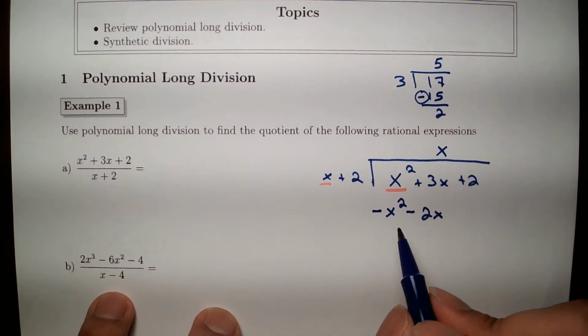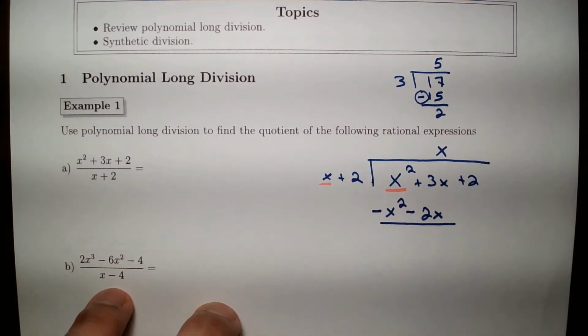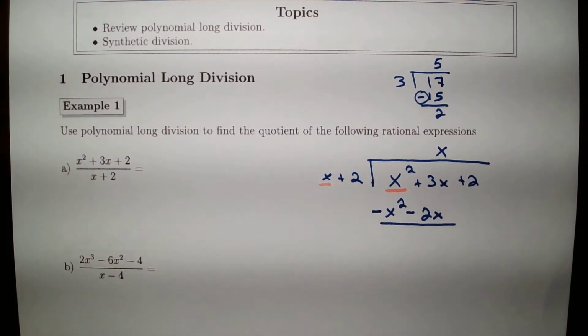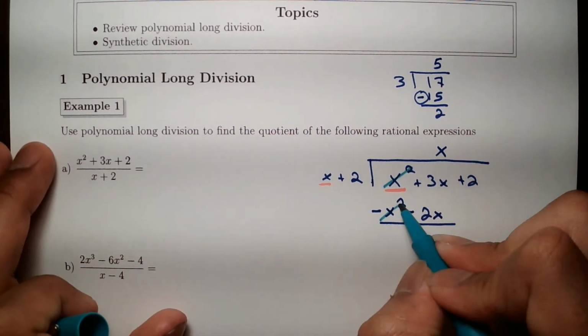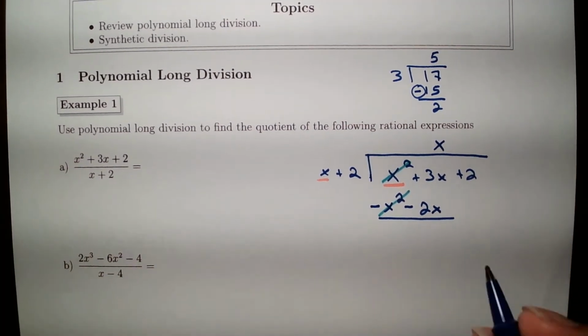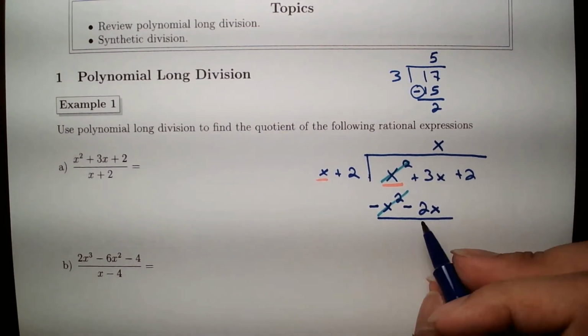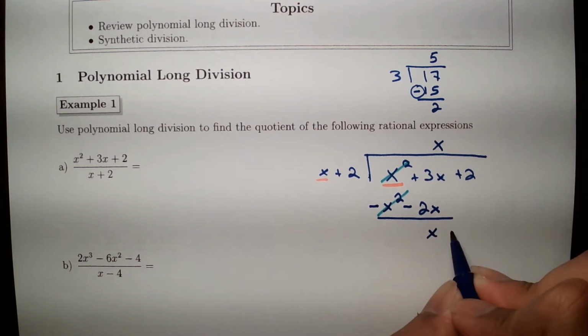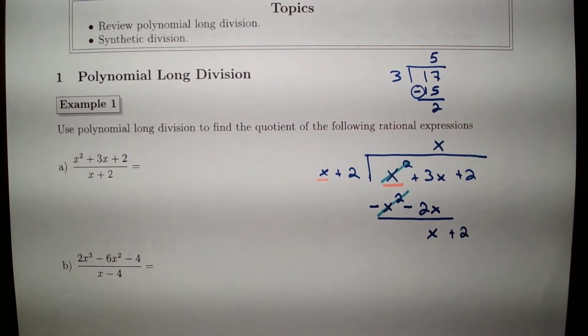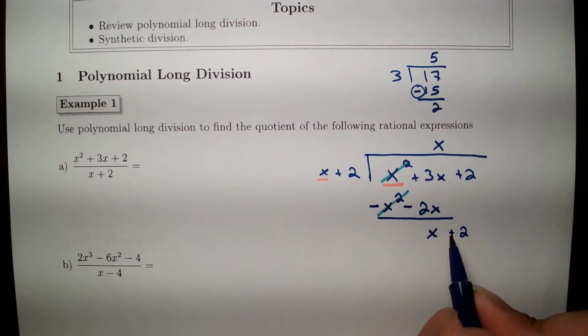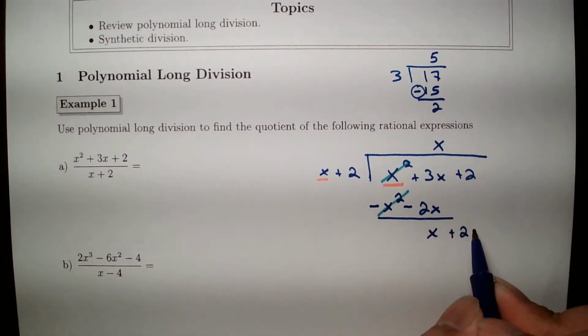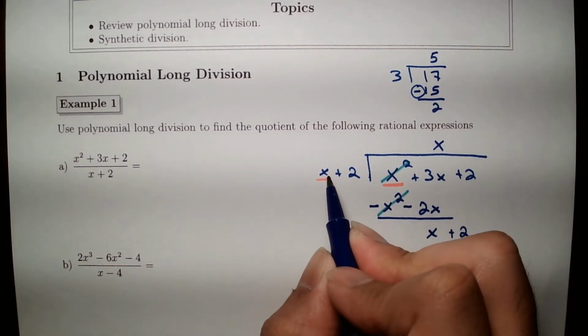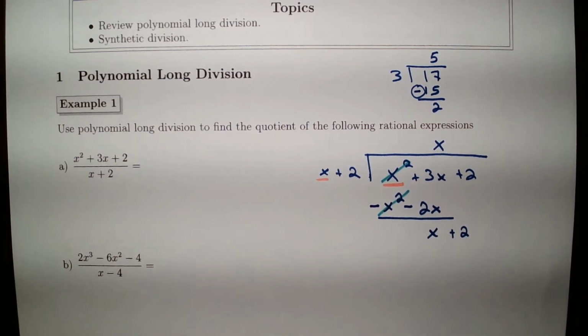And once we're done, let's put the bar right here and cancel terms. So we cancel the terms like x squared minus x squared, and then combine these two. 3x minus 2x, that's 1x. And then the next step is to drop the next term, that is plus 2. Now what are we going to do? Well, because in this case the degree of this new polynomial is the same as the one in the divisor, we need to continue the division.